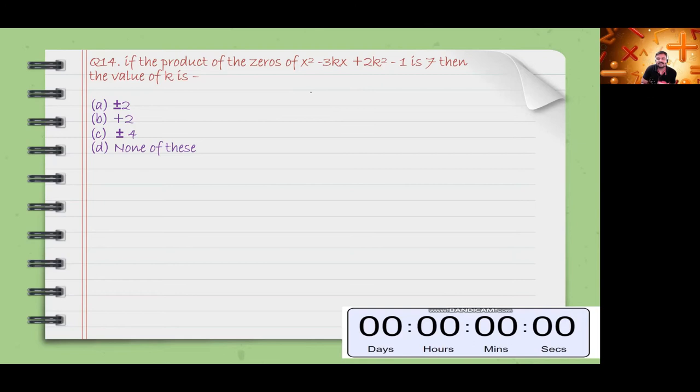Now, first we will require the value of A, B and C here. So what is the value of A? A is equal to 1. What is the value of B? B is equal to minus 3K. And what is the value of C? It is equal to 2K square minus 1. Okay. Now, product of zeros means alpha into beta. It is equal to C by A. So product of zeros is 7. That means alpha into beta is 7. And C is what? It is 2k square minus 1 upon 1.